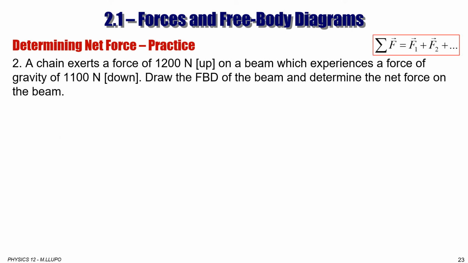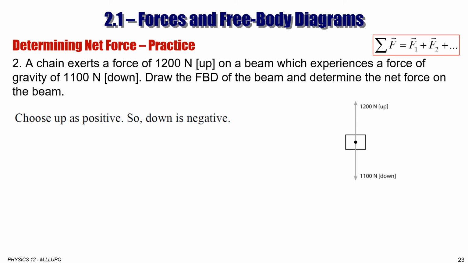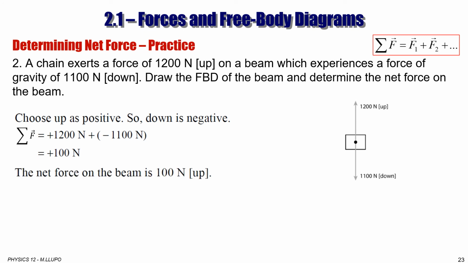Here's another practice problem. A chain exerts a force of 1200 Newton up on a beam which experiences a force of gravity of 1100 Newton down. Draw a free body diagram of the beam and determine the net force on the beam. So, force of gravity and applied force. Then you choose positive direction up, as traditional, and negative direction down. And then the sum of all forces is equal to plus 1200 Newton plus minus 1100 Newton. That will give you plus 100 Newton up.